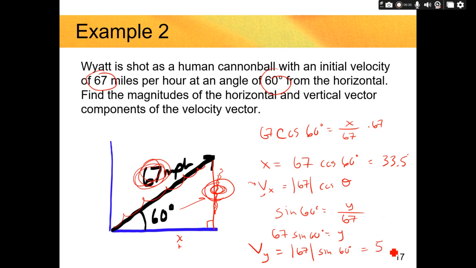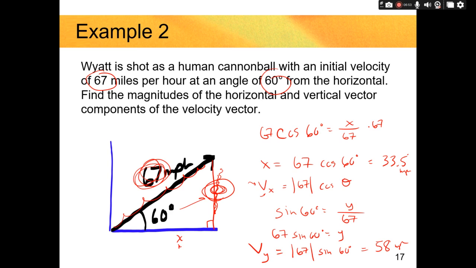58.8, or 58 point... is it 58.0? Okay. Oh, that's right. We've got to do what? Miles per hour. Is that right? Miles per hour. So that y is going up vertically. Is that right? A lot faster than he is horizontally.